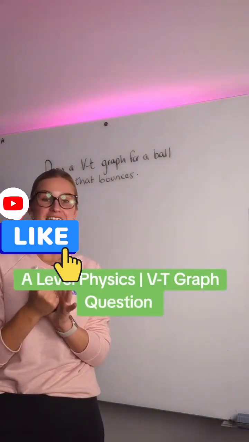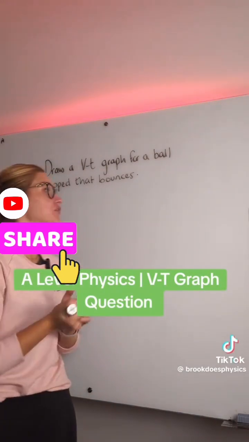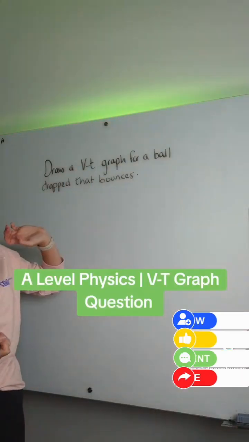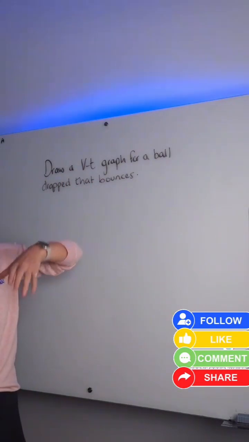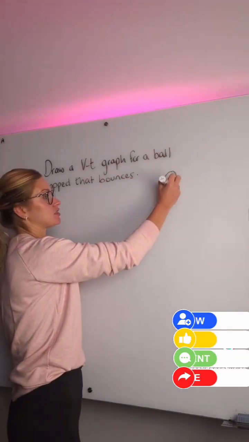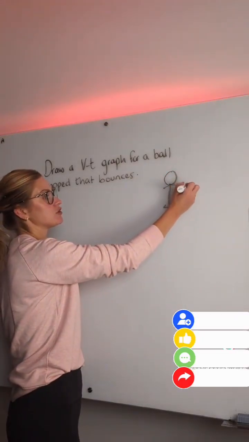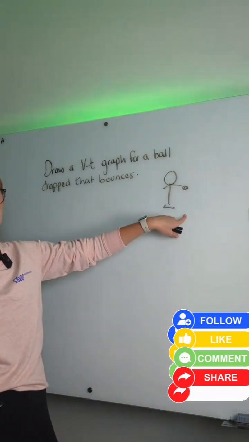So I got asked if I could do some more VT graphs. Okay, so VT is your velocity time graphs. So this one, I want to do one for a ball that's been dropped and it bounces. So for me, I need pictures because that helps me out. Okay, so for me, there's a ball in his hand, he drops it and it bounces.